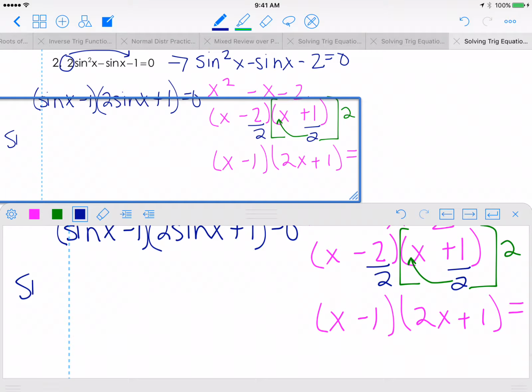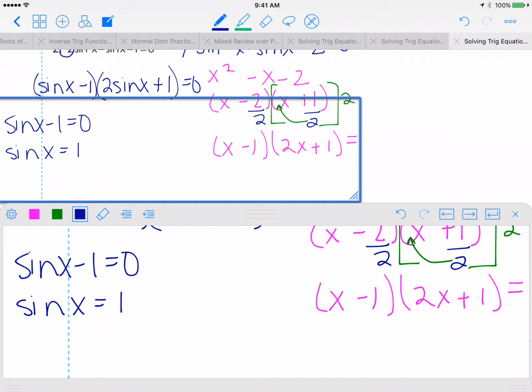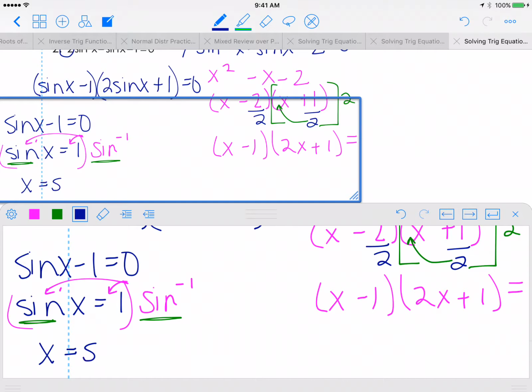So let's do that. We have sine x minus 1 equals 0. Again, we're trying to isolate x, or isolate theta, and to do that we would add over the 1. So we get sine x is equal to 1. At this point, we can just apply the inverse sine to both sides, and the sine and the inverse sine cancel out. So we're just left with x is equal to the inverse sine of 1.